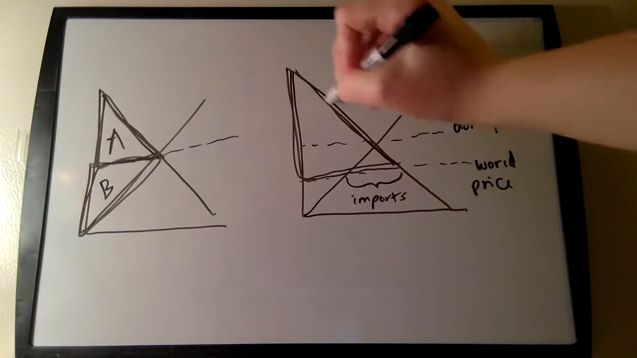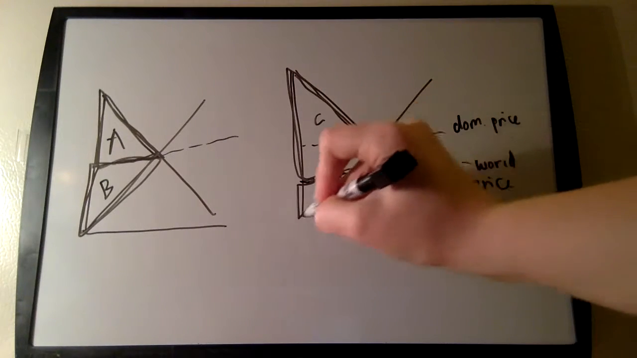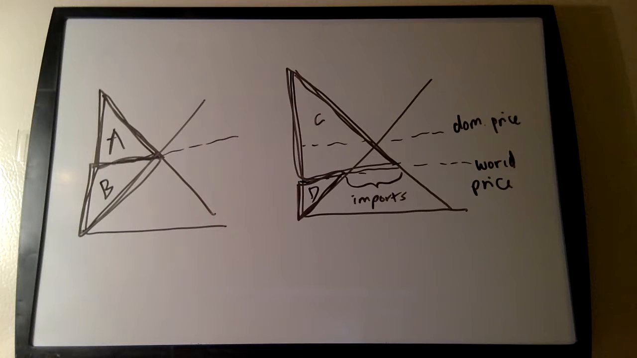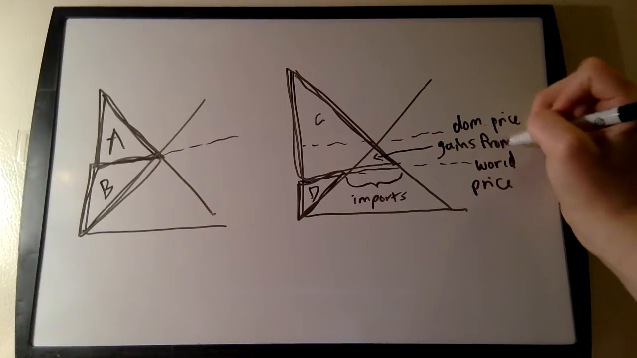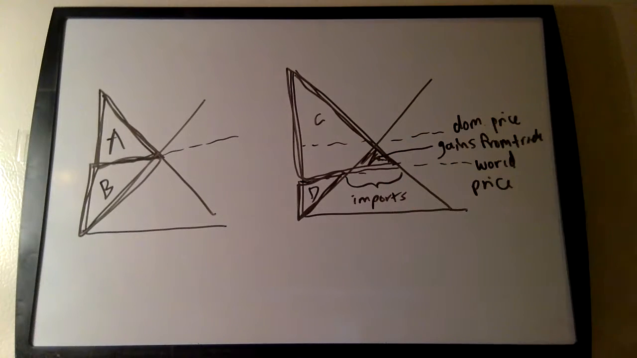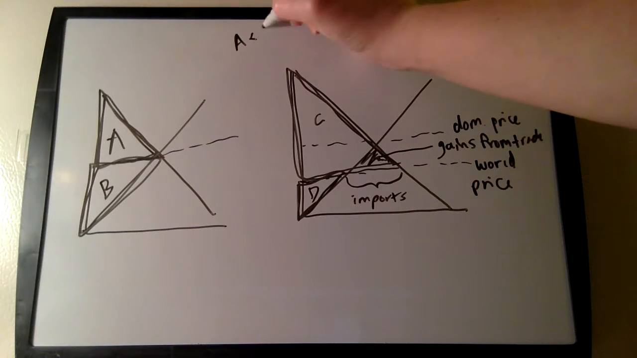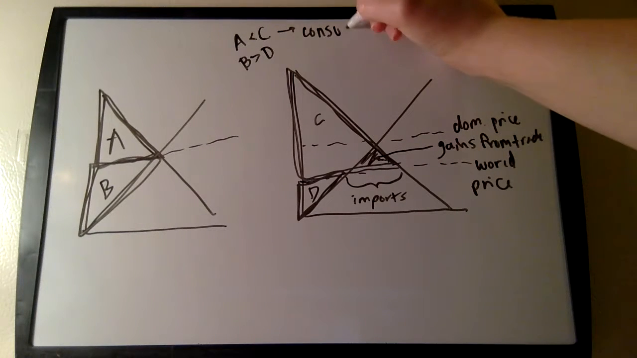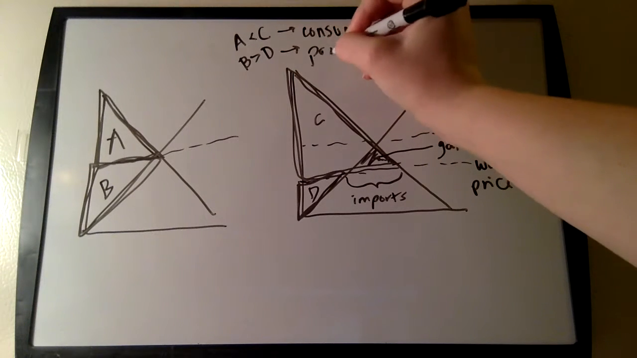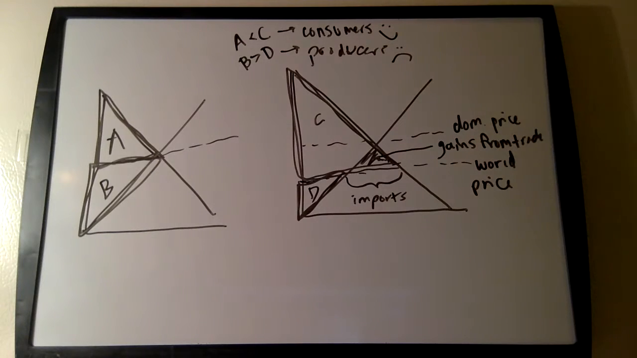But check this out. The new consumer surplus is now area C, and the new producer surplus is now the area marked D. Notice how the total area got bigger? This is called gains from trade, and this is why everyone can be made better off from trade. But you must also notice that the consumer surplus increased with trade and the producer surplus decreased with trade. In this scenario, consumers are happy and producers are not.